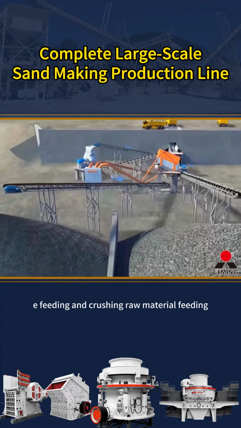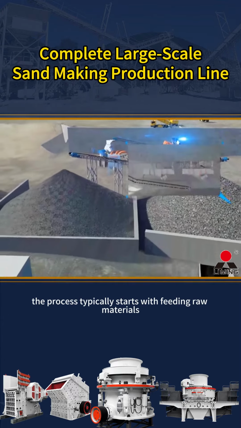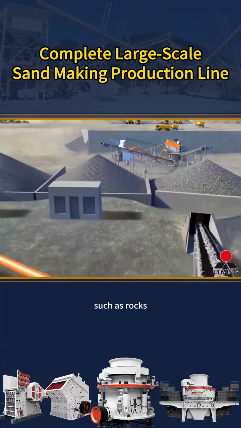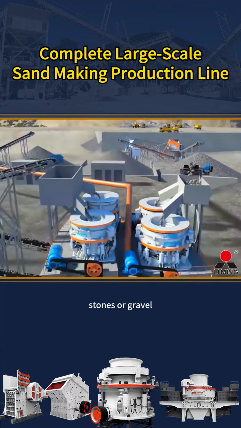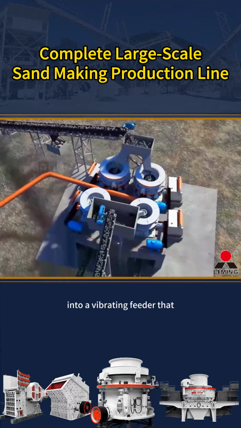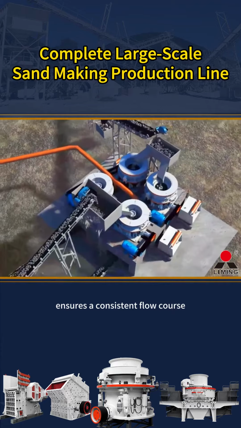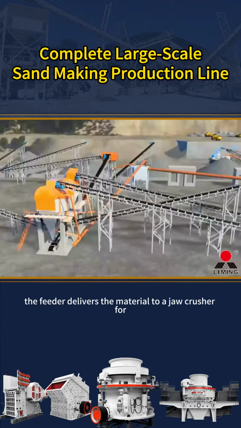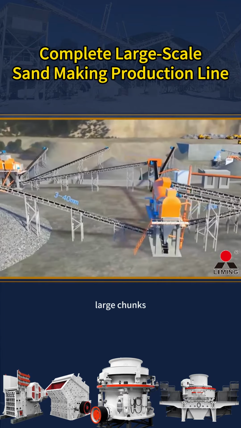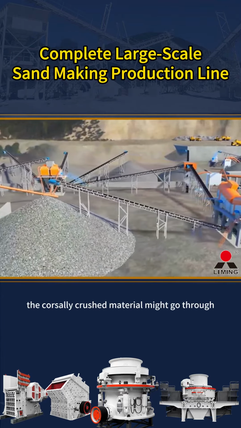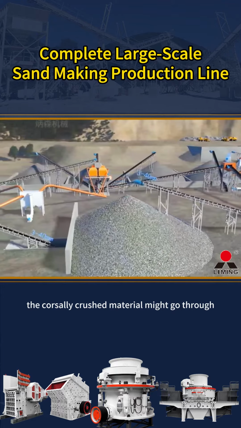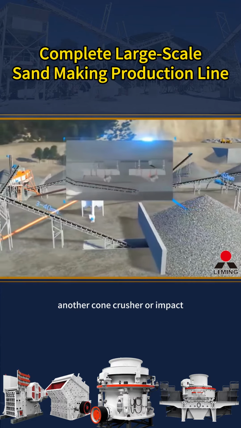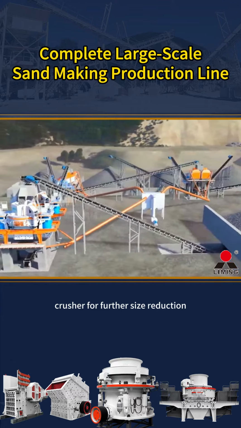Raw material feeding. The process typically starts with feeding raw materials, such as rocks, stones, or gravel, into a vibrating feeder that ensures a consistent flow. Coarse crushing. The feeder delivers the material to a jaw crusher for initial crushing into large chunks. Secondary crushing. The coarsely crushed material might go through another cone crusher or impact crusher for further size reduction.